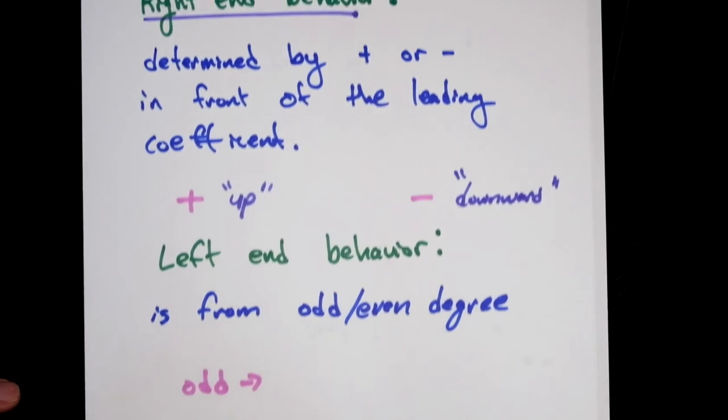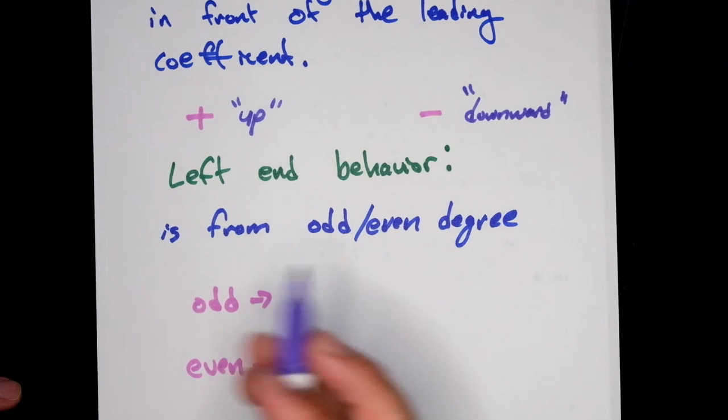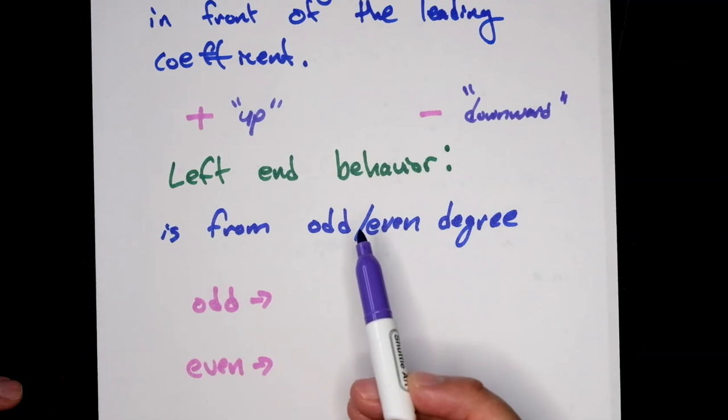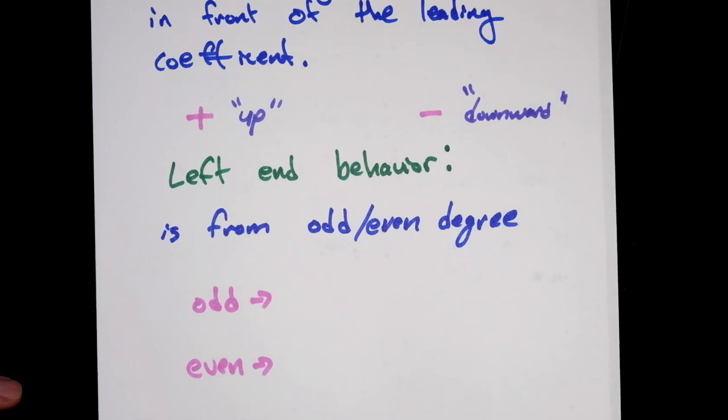Now, the left end behavior is from the odd or even degree. Remember, there is a difference between whether a function has an odd or even degree and whether the function is odd or even. I have a video on odd and even functions. Look that up. That's something totally different. We're just talking about the degree. The highest exponent is the highest exponent, odd or even.